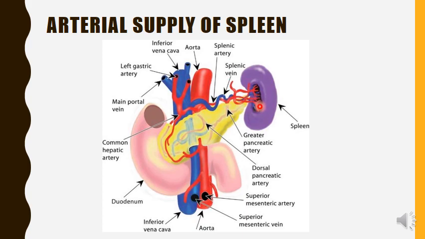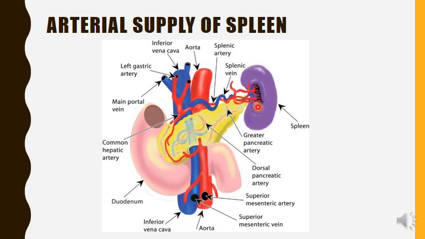And on reaching the hilum of the spleen, the splenic artery divides into 5 or more segmental branches which enter the substance of the spleen along with the trabecular septa. The segmental branches are end arteries, and their obstruction produces localized infarction of the spleen. If there is any obstruction in these arteries, it results in localized infarction of the spleen.